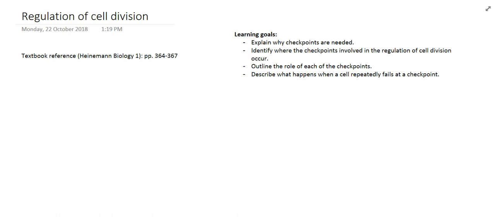So at VCE level, you need to know that there are three checkpoints. So three checkpoints within the cell cycle.